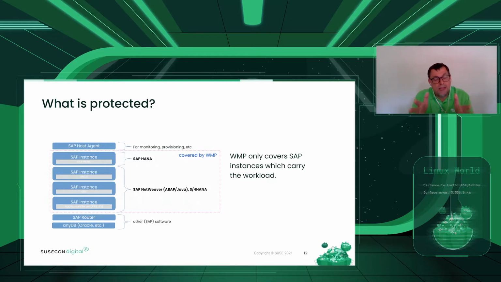Roughly, what can we protect with workload memory protection? SAP instances is the answer. So SAP HANA, NetWeaver, S/4HANA, everything like that is covered. The SAP host agent is not, because the profile of the agent does not support execution. So it's out, but it's not that important. It's not really workload that the SAP host agent handles. And of course, all the other software which is not in an SAP instance. So saprouter is an example, but also any other tools like databases, so any DBs. But this is usually not a big problem, because databases have their own protection against swapping.